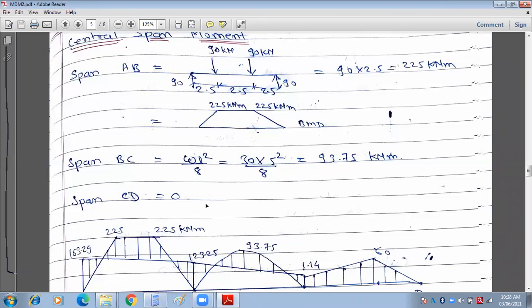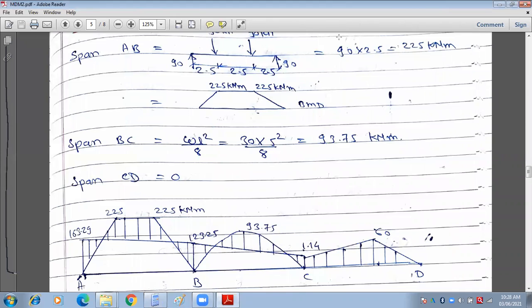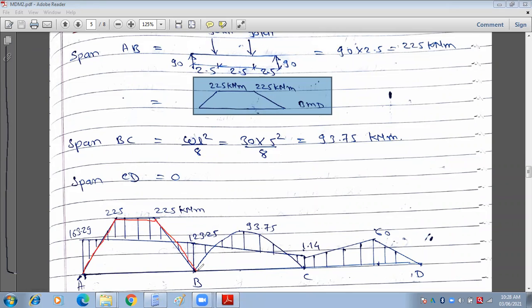Now once you have calculated these values, as we know this moment is 225, draw these values over here. 225 over here, and this value is 0 again. For this BC span there is a UDL, therefore this will be a parabolic curve. For the CD there is no external load, therefore this value is 0.